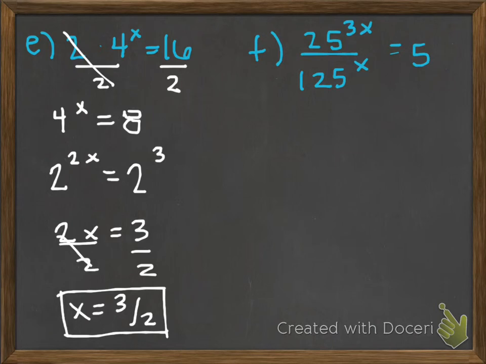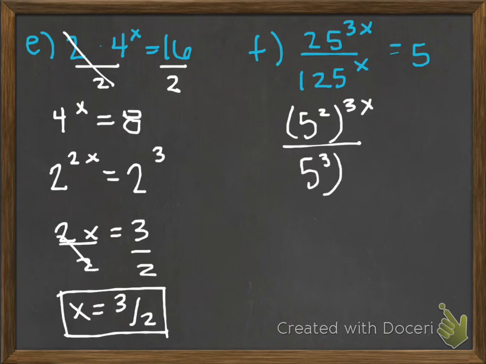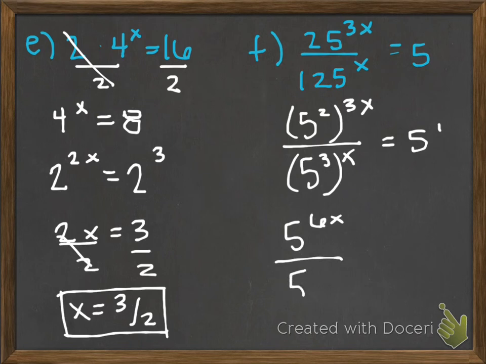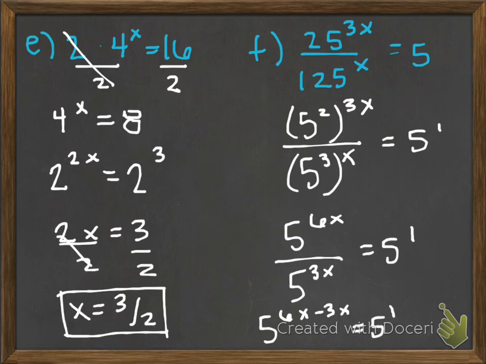Letter F, we have a 25, 125, and a 5. So the common base here will be 5. So 25 is 5 squared. 125 is 5 cubed. And this is 5 to the first power. So let's clean this up a little bit. We have 5 to the 6x, power raised to a power you multiply, over 5 to the 3x. And now you subtract your exponents. So this is really 5 to the 6x minus 3x equals 5 to the first power.